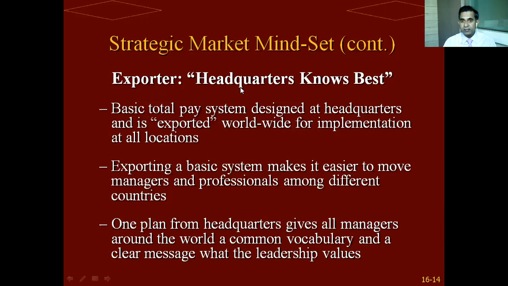Basic total pay. So in this second general compensation strategy in the international pay system, the exporter, the basic total pay system is designed at headquarters. Like TCS headquarters is in India, for example, or IBM's headquarters is in the US. They decide their compensation system in their headquarters. I'm saying just an example. The basic total pay system is designed at headquarters and is exported or implemented worldwide for implementation at all locations. It may ignore the requirements of the employees in the different countries, and the conditions prevailing in the different countries. That is a disadvantage.